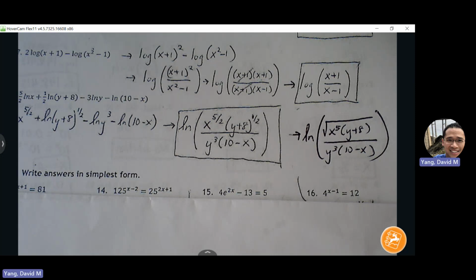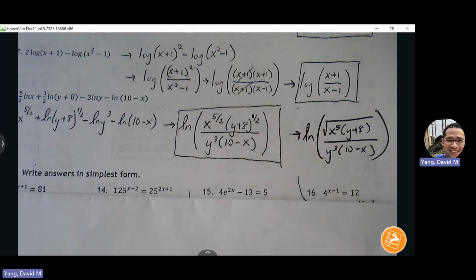So 14, I want to solve for x. X is an exponent. I could use logs, but the 125 and 25 look to have a nice relationship. What can I bring both down to as a base? Base 5, right? So if I can do that, I think that's a little faster.